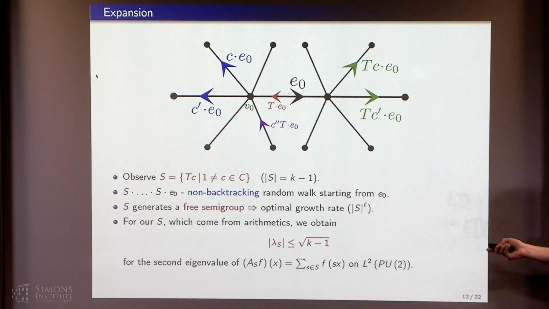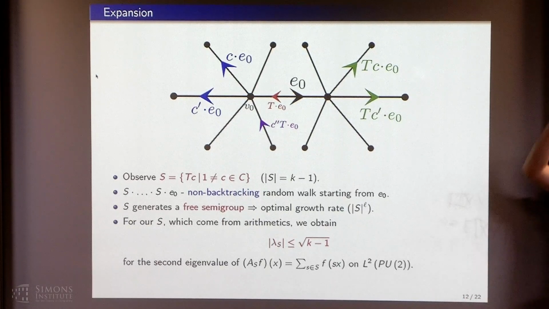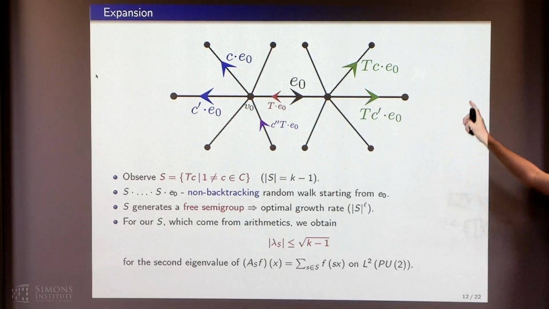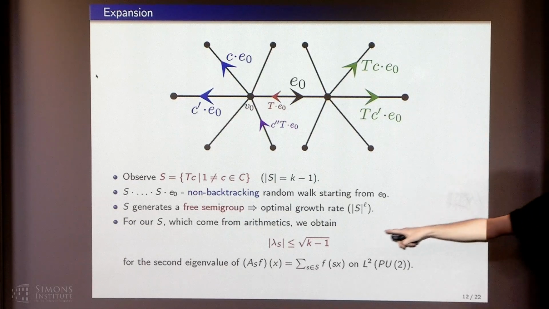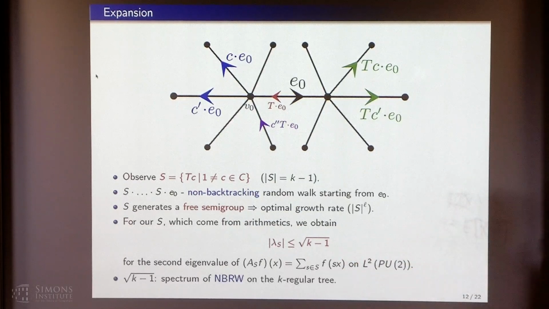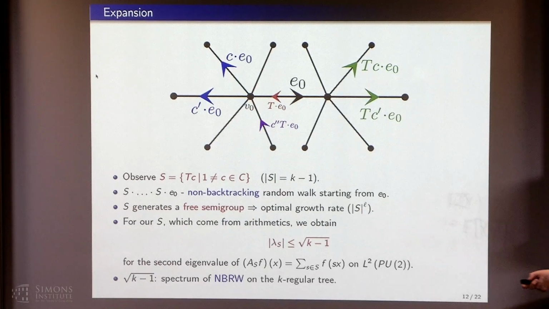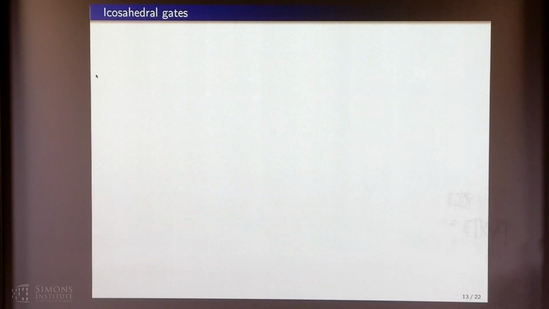And the reason why this is square root of k minus 1, this is again the Ramanujan thing. I'm competing with my universal cover, the k-regular tree. But now I'm doing a non-backtracking random walk. This is the spectrum of the non-backtracking random walk on the k-regular tree. This is the second eigenvalue there. So because I'm not taking a symmetric S, I can beat the Alon-Boppana bound by a factor of 2. You pay for that somewhere else, but I won't talk about that. So it's very efficient.